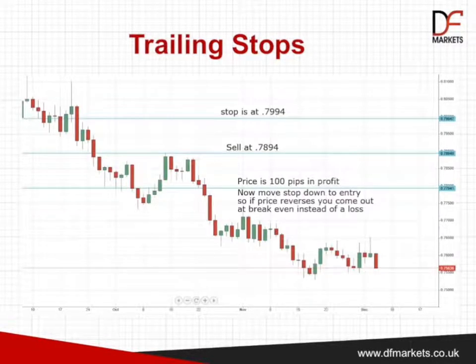In this example, you can see that we are short from 0.7894 with a 100 pip stop at 0.7994. Once price moves 100 pips in profit, we can then bring our stop down to our entry level. This means that if price reverses and trades back up again, instead of losing, we simply come out at break even. Similarly, if price continues to trade in our favour and our profits grow, we continue to trail our stop down to lock in profits.